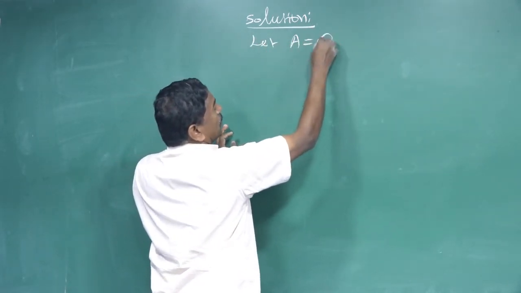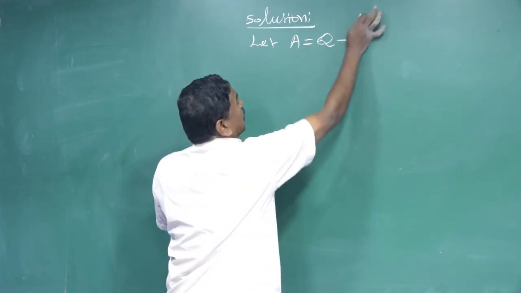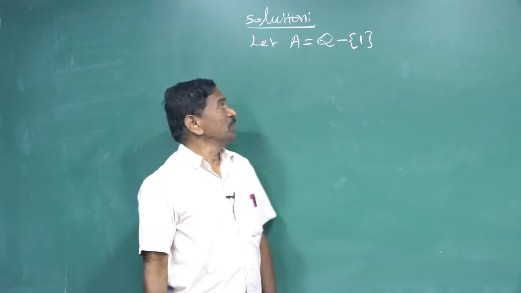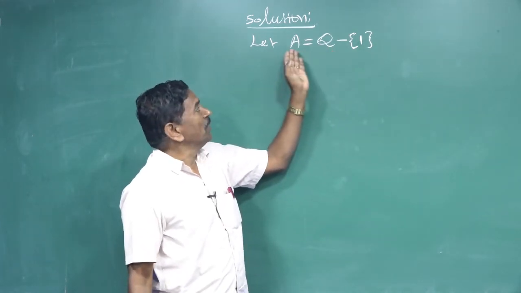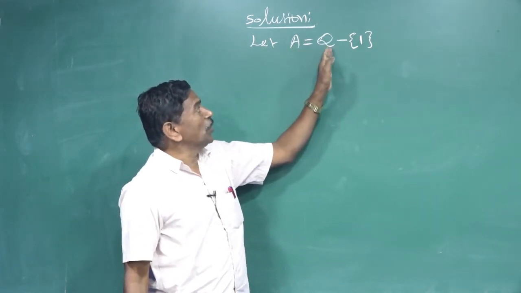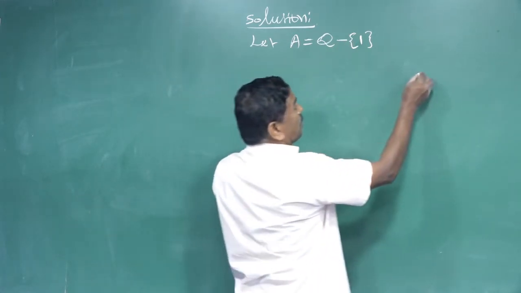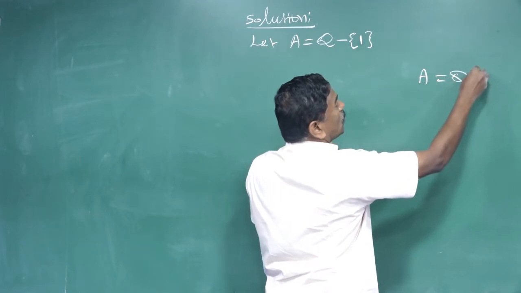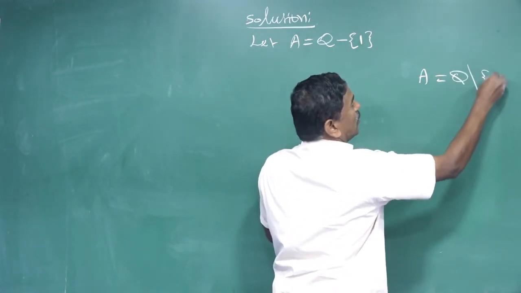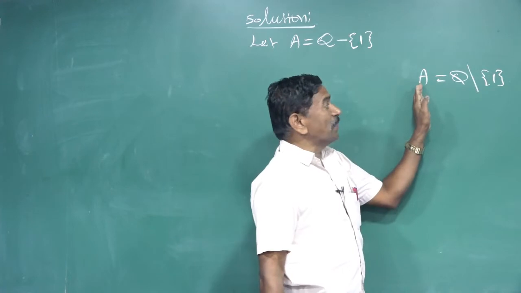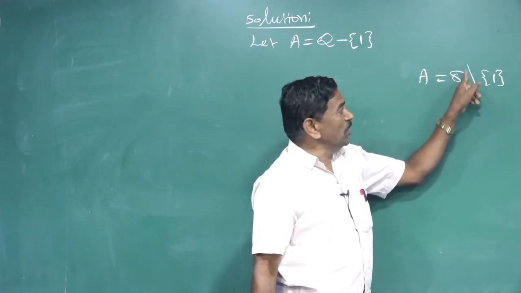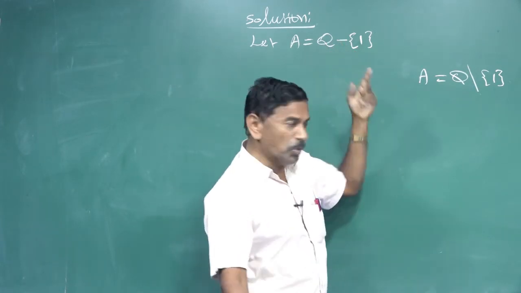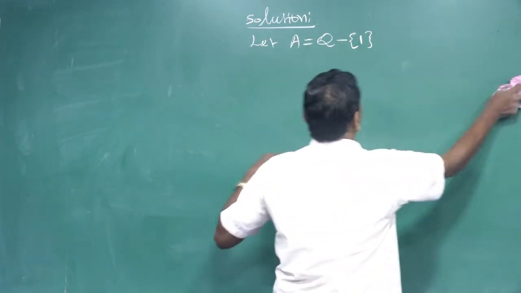Let capital A be equal to Q minus 1, which is given. In the question paper it is available as A equal to Q slash 1, which means A is the set of all rational numbers except 1. So instead of this slash symbol, we are using minus. Both are the same.